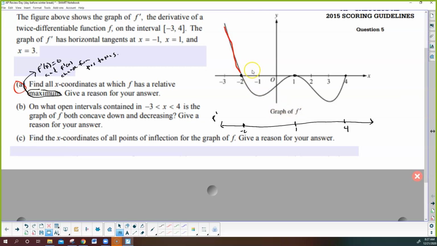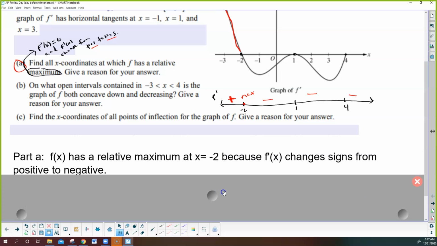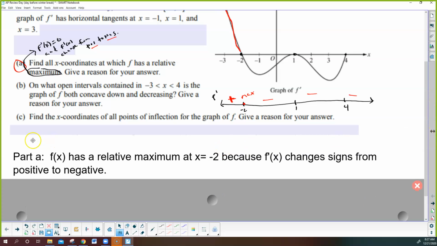Well, notice this is the graph of f prime, and I'm above the x-axis, so the slopes would be positive here. And then everything else is below, so those are all going to be negative. And we're looking for when is f prime equal to 0, and there's a sign change from positive to negative. So you can see the derivative goes from positive to 0 to negative, which means my first answer is -2. And here's my justification.